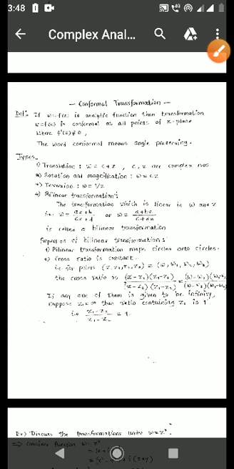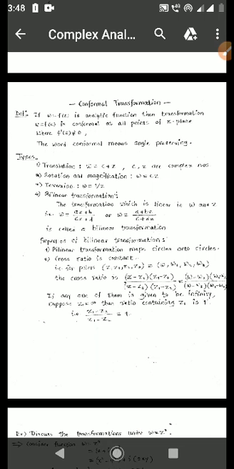Now the types of conformal mapping: first is translation, second is rotation or magnification, third is inversion, and last is bilinear transformation. So what is meant by translation? If we have w equal to f of z as a transformation, then if we add one complex number or one complex function onto the right hand side, then w equal to c plus f of z, or c plus z, will translate the basic original function by the quantity c. That is why it is called a translation mapping or translation transformation.